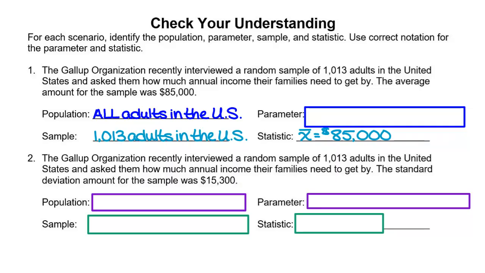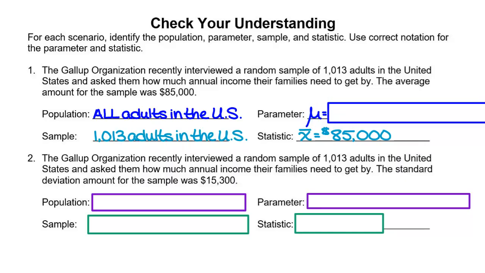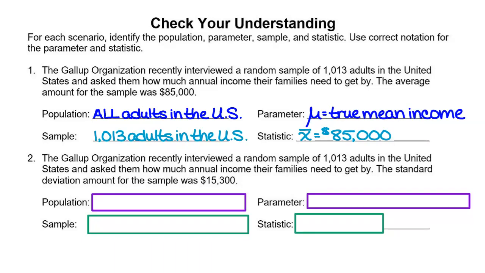What's the symbol that we use to represent the true mean? Mu. The true mean would be mu. And this would be the true mean what? Population average of, what is it that we wanted to know about the population? Income. We want to know the true average income or the true mean income.